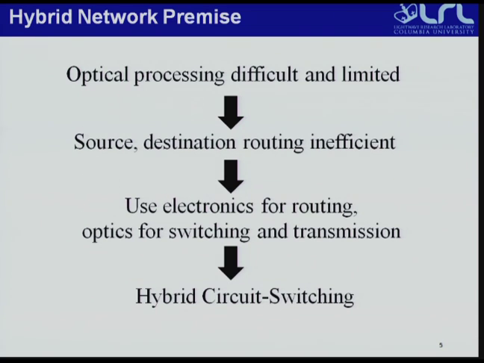So what we said is, well, we'll use electronics for routing, which we already do with electronic networks on chip. And we're going to use optics or electro-optic devices for switching and optics for transmission. So we'll keep what we know how to do in terms of logic in the electronic domain and then add in our transmission in the optics domain. And so what we come up with is a hybrid circuit switching.